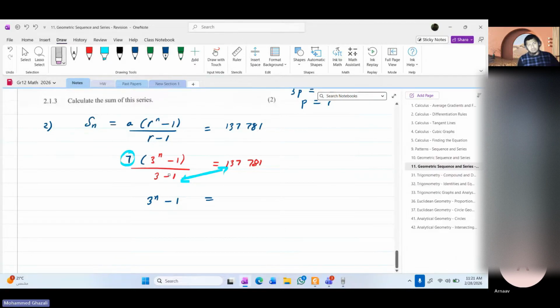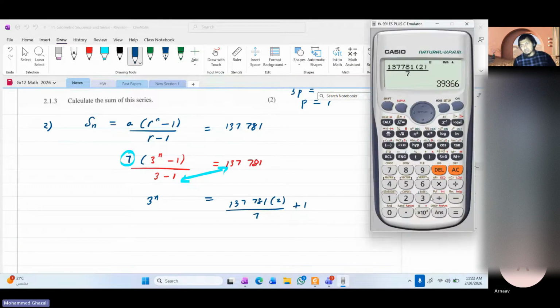You're going to get this and then add 1 to it. So let me remove the minus 1 here and add 1. So what we have done, 137,781 multiplied by 2 divided by 7. So you will be left with 3 to the power n minus 1. So just add 1 here. So adding 1 will give me 39367.